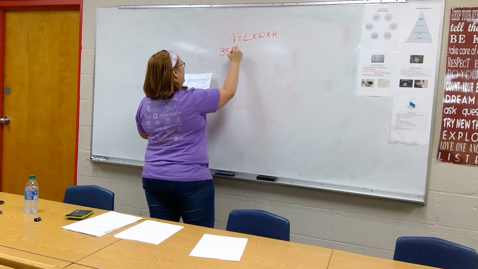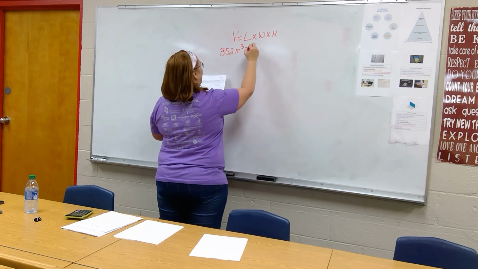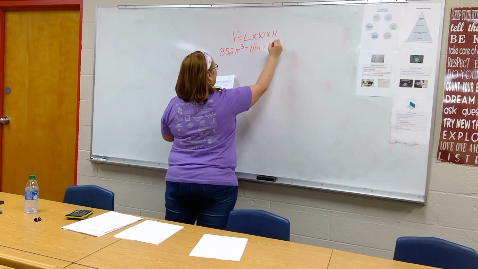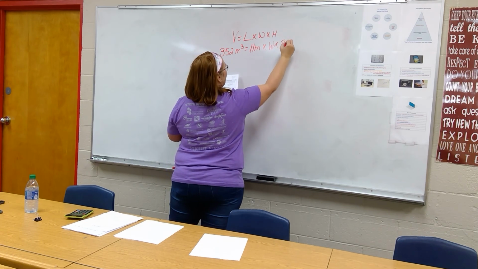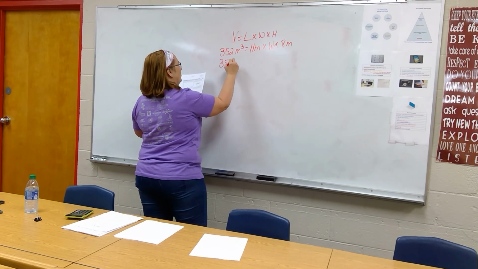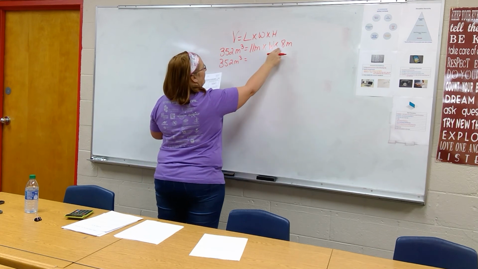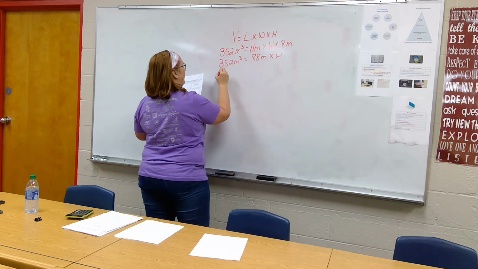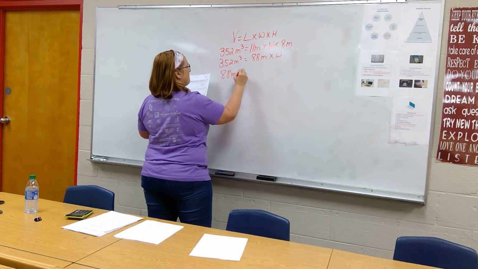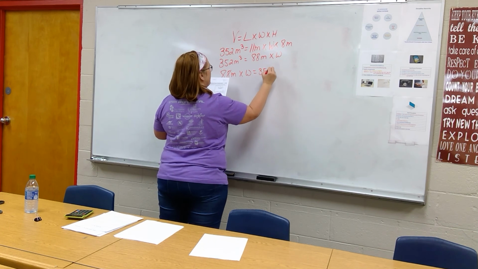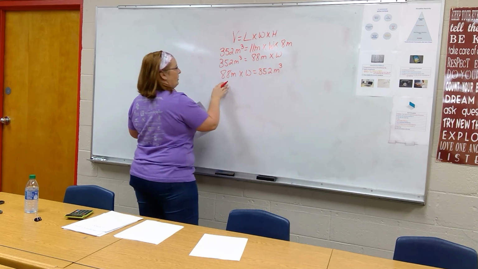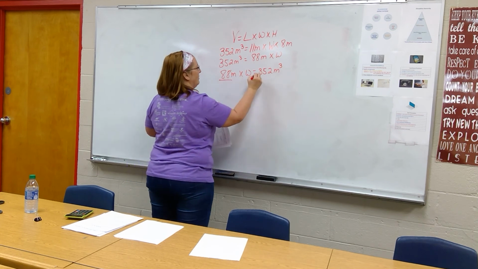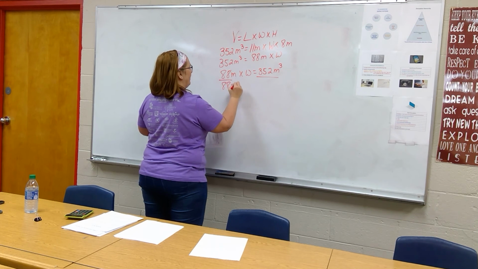So our volume is 352 cubic meters. The length is 11 meters. Times, we're trying to find the width. We don't know it. The height is 8 meters. 352 cubic meters. 11 times 8 is 88 meters. Times W, flip it around. You need to do the inverse operation. So right now we have times, so the inverse operation is going to be divide both sides by 88 meters.